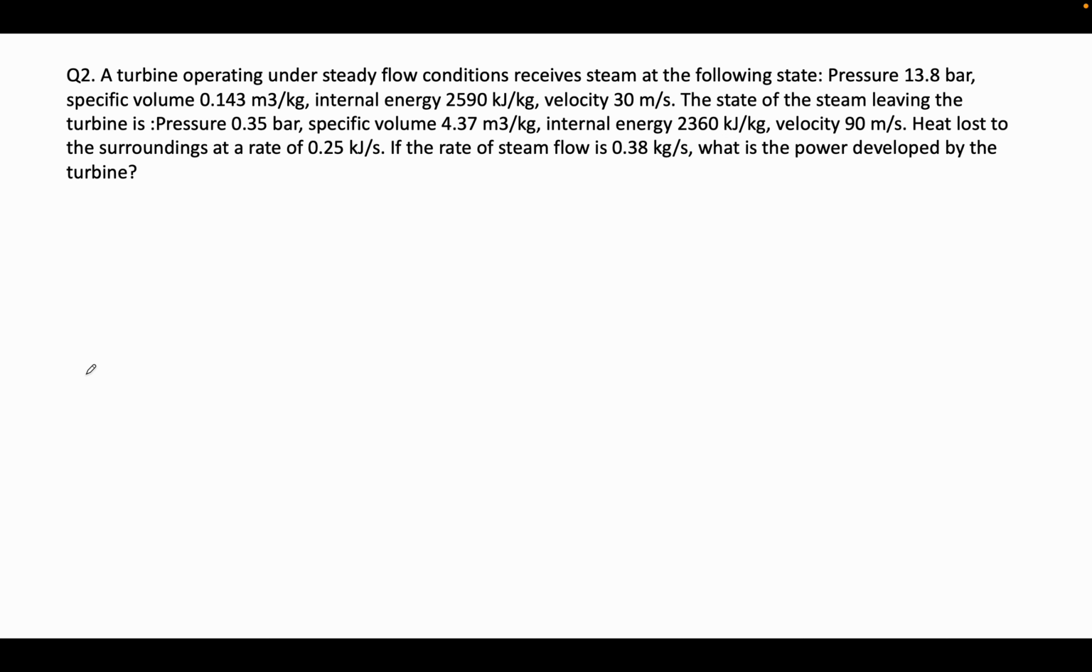The turbine is operating under steady flow conditions, and receives steam at the following state. Steam given is pressure 13.8 bar, specific volume 0.143 meter cube per kg, internal energy is 2590 kilojoule per kg, and velocity is 30 meter per second. The state of the steam leaving the turbine is also given: pressure, internal energy, velocity, and heat loss are given. The rate of steam flow, whatever we calculated last, is given to us. Now power developed by the turbine, remember in the last case the diffuser had no work.